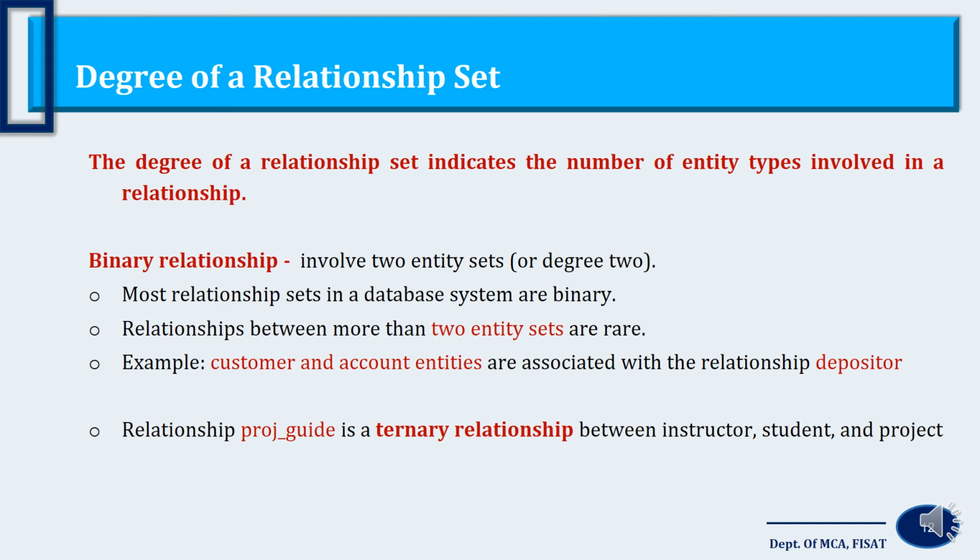Let us consider an example. Customer and account. These two entities are associated with the relationship depositor, or another relationship borrower. Customer and the loan account are related with the relationship borrower. So we have two entities, the customer and the account entities. Since we have two entity sets associated with a relationship, the degree is 2. And if we have three entities associated in the relationship, then it is a ternary relationship.